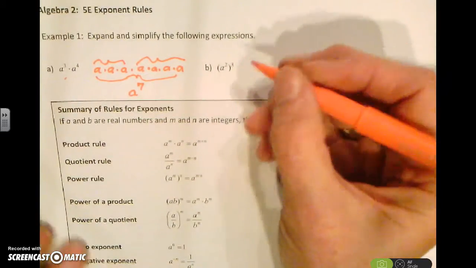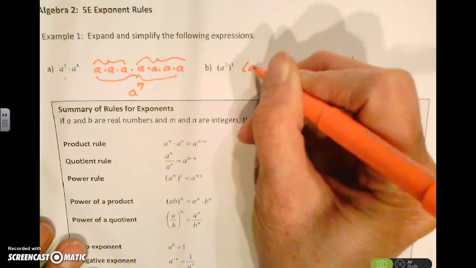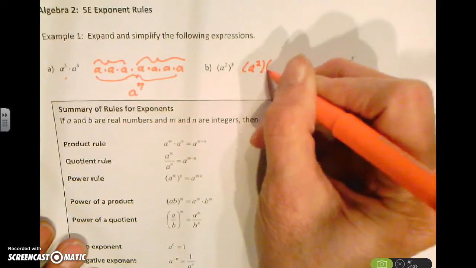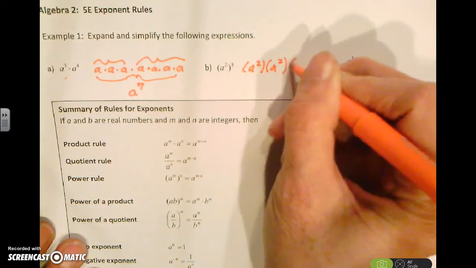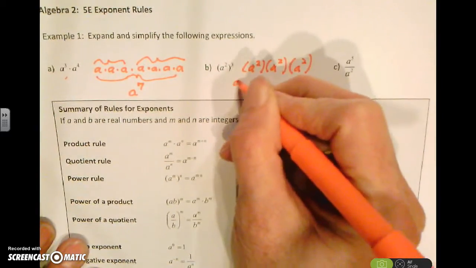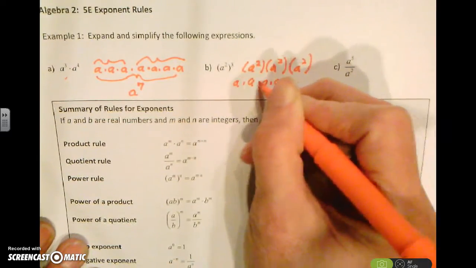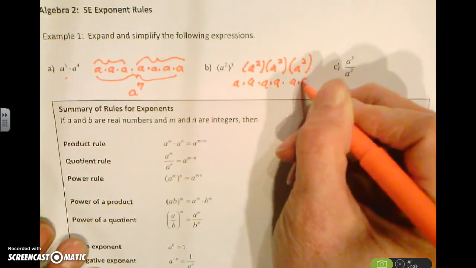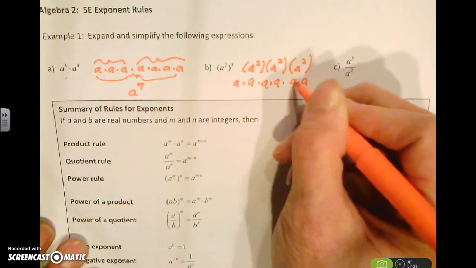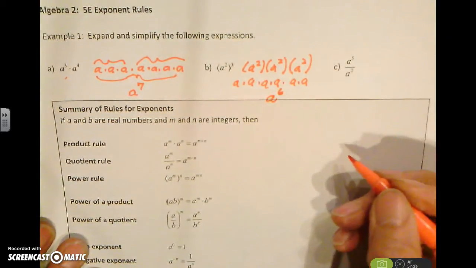For b, I have a to the second raised to the third. So that's going to be to take a squared times itself 3 times. Then I'm going to take each of these a's and expand it. So a times a, another a times a, and then another a times a. And I get 1, 2, 3, 4, 5, 6, or a to the 6th.